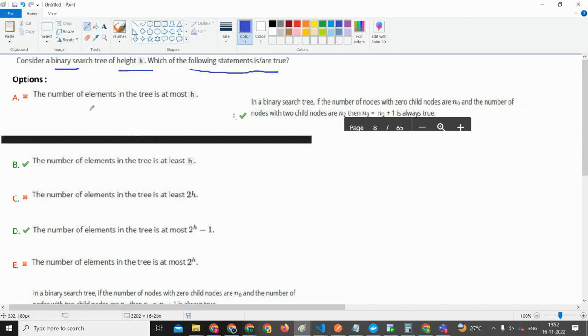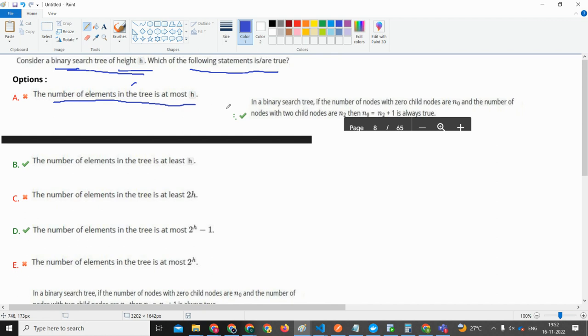So this question, I think I also explained yesterday. It is asking about the number of elements. Consider a binary search tree of height h. Which of the following statements is or are true? The number of elements in the tree is at most h. Elements, I believe, is talking about the vertices that we have, right? Yes, elements is basically referring to vertices.